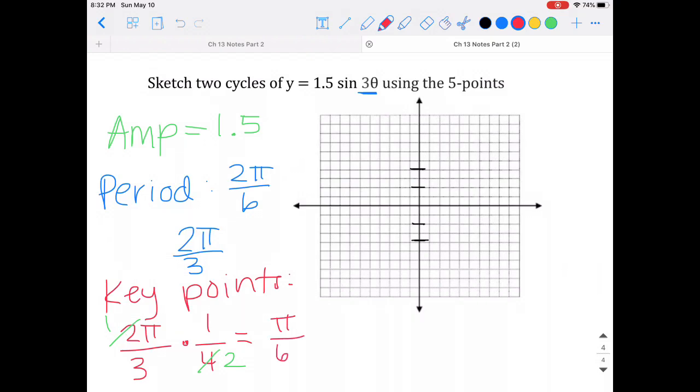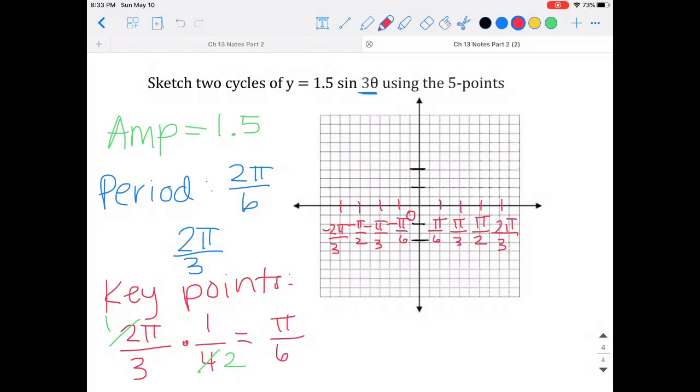So now we can label our theta axis. So we start at the origin, which is 0, and then we're moving in intervals of pi over 6. So we have pi over 6. If we add pi over 6, we get 2 pi over 6, which simplifies to pi over 3. Add pi over 6 becomes pi over 2. And add pi over 6 again, it becomes 2 pi over 3. Same thing in the negative direction. We have negative pi over 6, negative pi over 3, negative pi over 2, and negative 2 pi over 3.